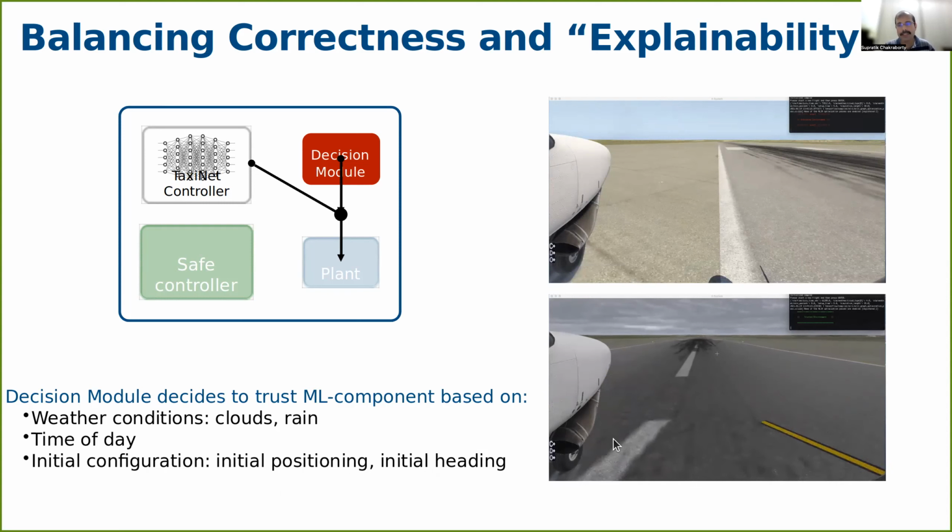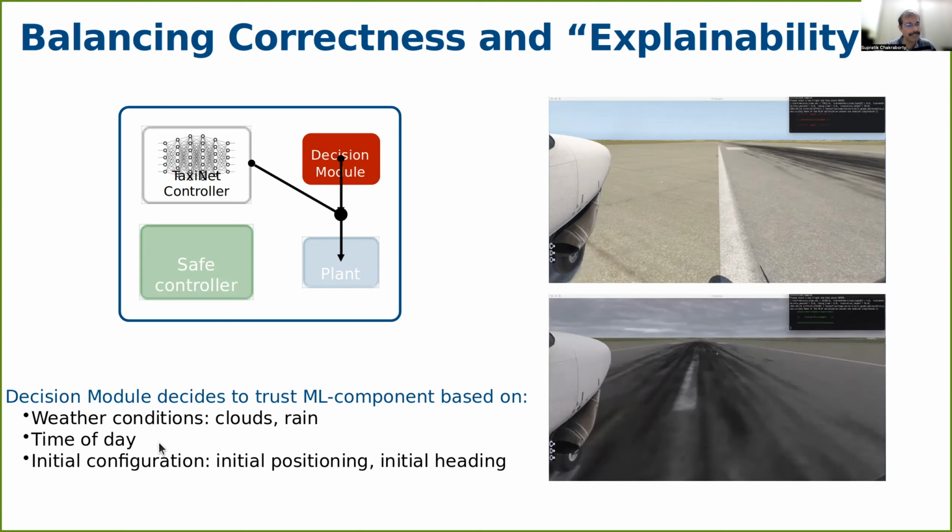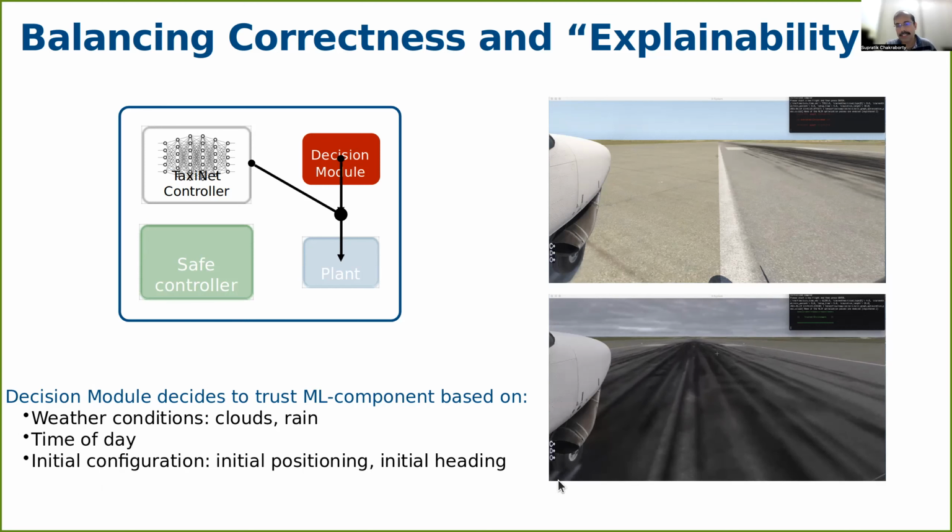So there are these environmental factors, and here we wanted to examine: can we explain what this decision module is doing based on features like the weather condition, time of day, and initial configuration, such that even if it's darkish, if it's starting close to the center line, it can stay aligned? But if it was very bright, but it was starting far off, it veers off. So can we get these decisions?